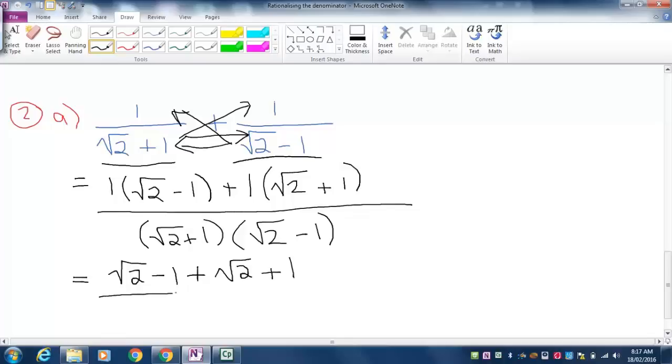On the bottom, I've got a difference of 2 squares. So I square the first term, and root 2 squared gives me 2. And then I square the second term. 1 squared gives me 1. Remembering there will always be a minus in the middle for a difference of 2 squares. That's why we call it difference.